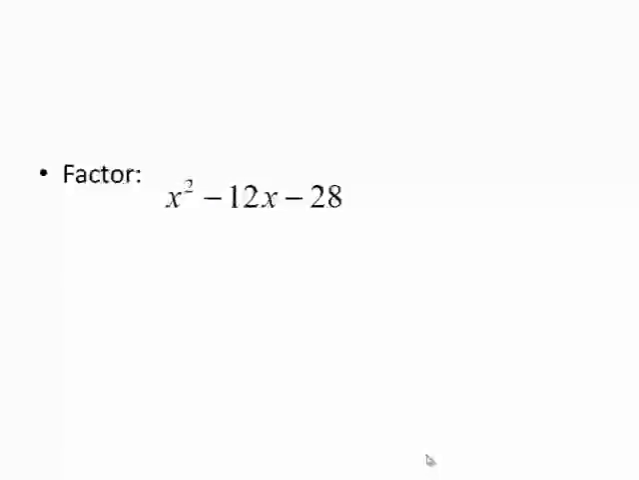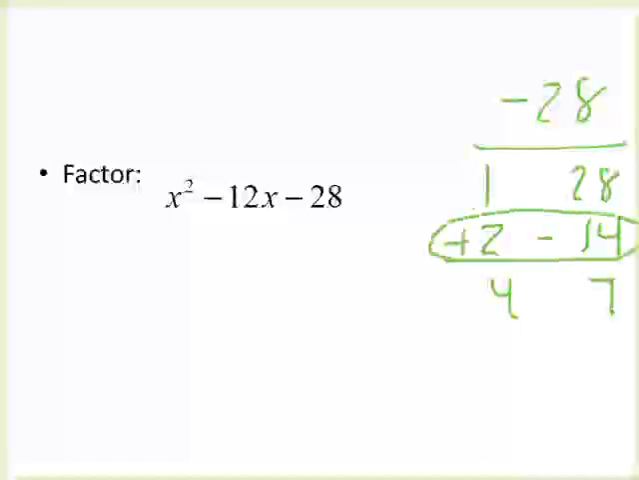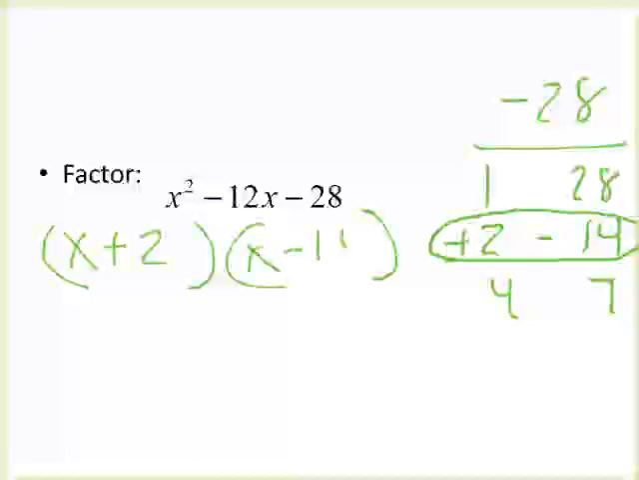In this problem, I would want to find numbers that multiply to make negative 28. So 1, 28, 2, 14, 4, 7. I need to pick the set that in some way I can get a negative 12 out of. Positive 2 and negative 14, I can get a negative 12 out of, and when I multiply, I get a negative 28. So then we write our factors as x plus 2 and x minus 14. And if we would FOIL that back out, we should end up back where we started.